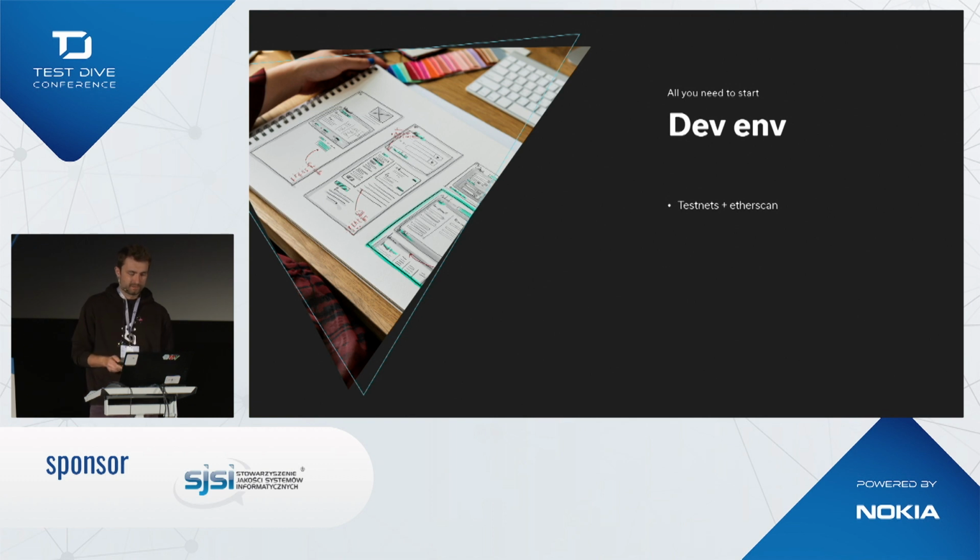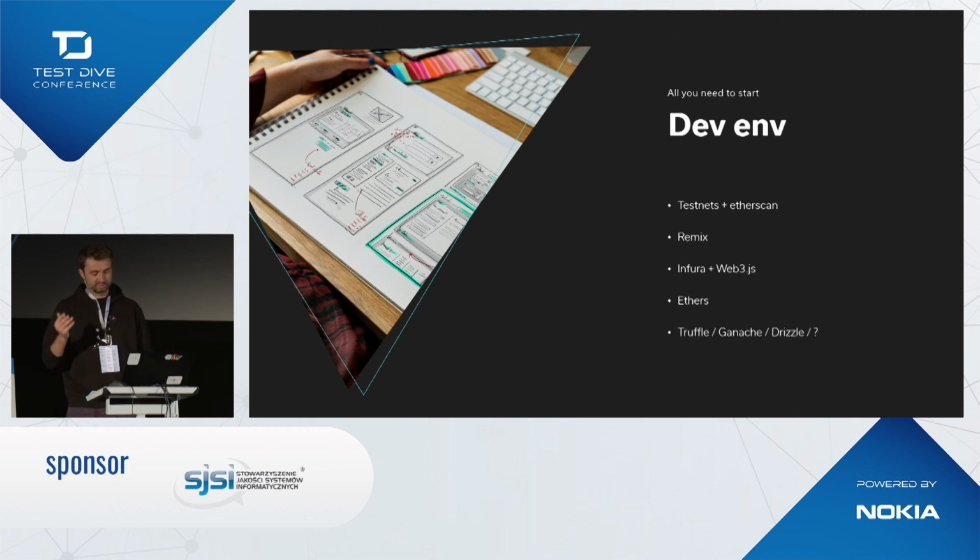Okay, so all the things that you need in order to create your first contract, your, let's say, dev environment, requires testnets and Etherscan, Remix. This is the most part, actually, of this whole flow. Infura and Web3.js, or a library like Ethers. And apart from that, I know there are a lot of things like Truffle and Azure, possibly others, that can simplify this whole process and improve developer experience.